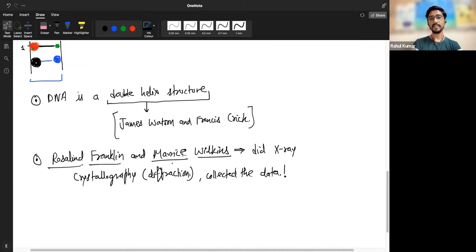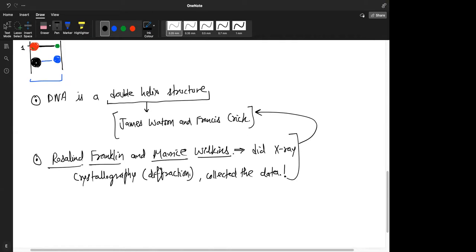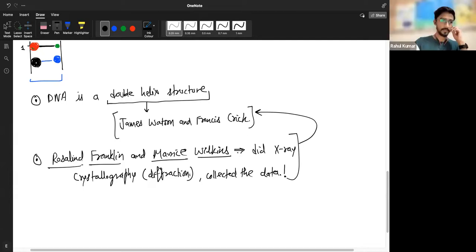This data somehow reached James Watson and Francis Crick, who decoded the data. So all the hard work was done by Rosalind Franklin and Morris Wilkins, and James Watson and Francis Crick used their brains to figure out that this kind of data can only suggest one shape mathematically, and that shape is a double helix shape. Okay. So on the basis of their data, these two figured out the structure. Is it clear? Yes, sir. Clear. Okay, very good.